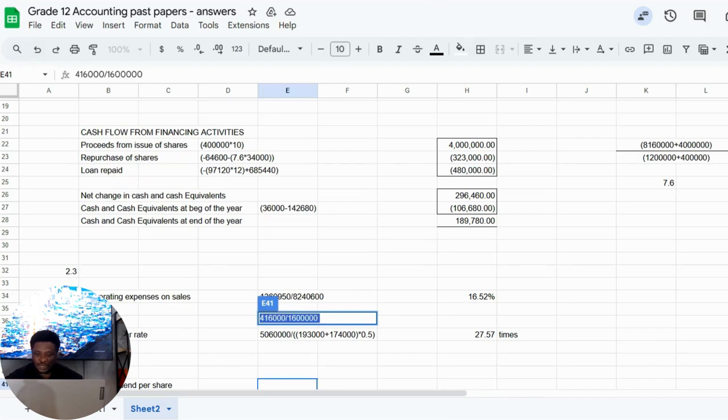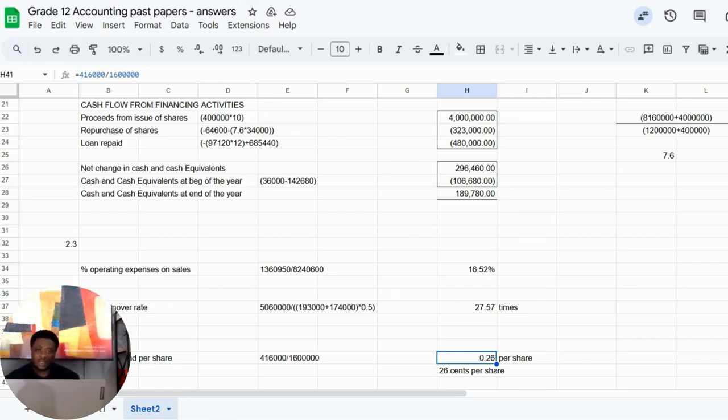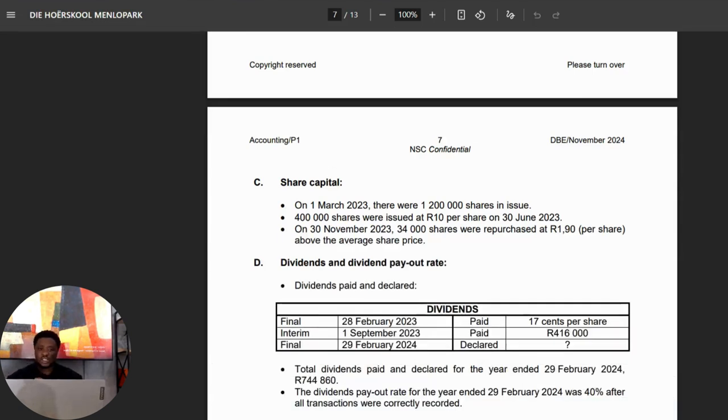So then the interim dividend per share would work out to, per share, or if you want to present it somehow, you could multiply that by 100 so that you can present it as 26 cents per share or 0.26 per share. That would be when you do it in rands or when you do it in cents. So 26 cents per share, and so that would be how we would answer that question.